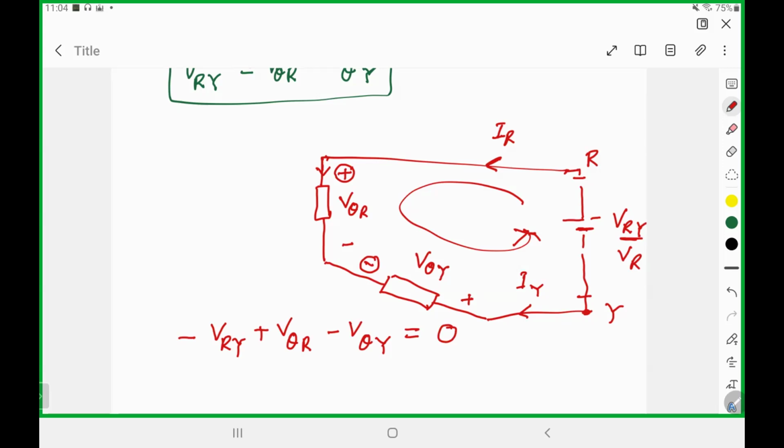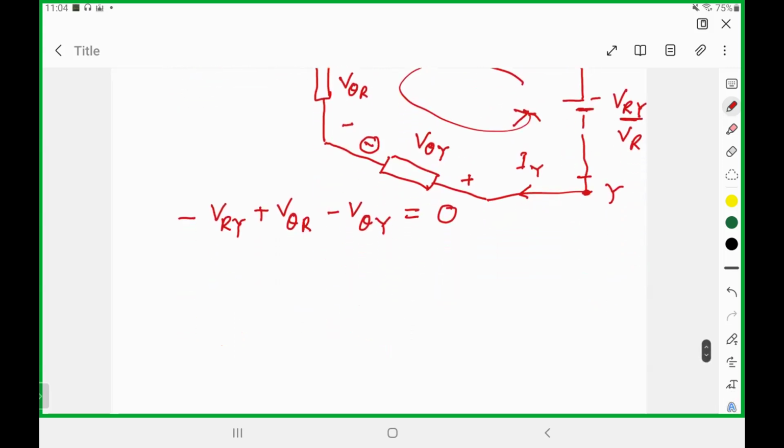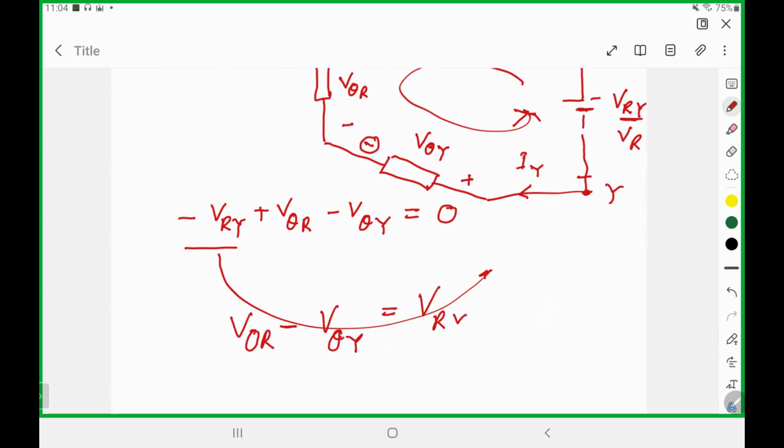Now this is KVL, but not an algebraic summation. This is a vector summation. That is why we have taken the help of the phasor diagram to do the addition, but otherwise everything is the same. So I can take this quantity to the other side, and that will give me VθR minus VθY equal to VRY, because it becomes plus on the other side.